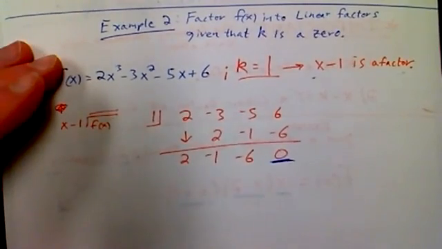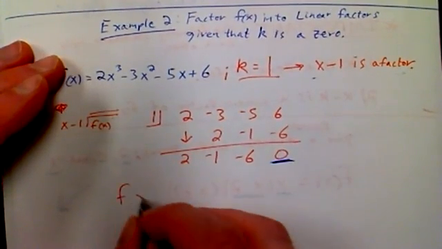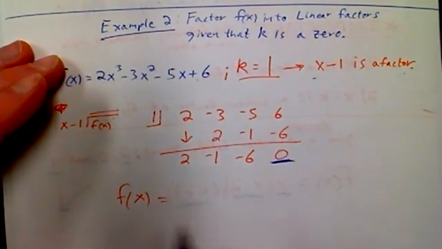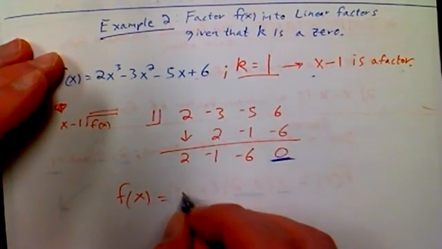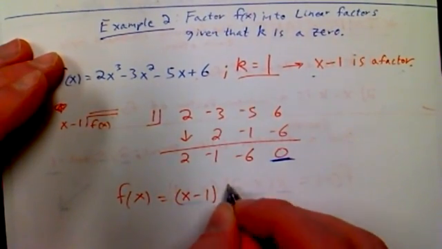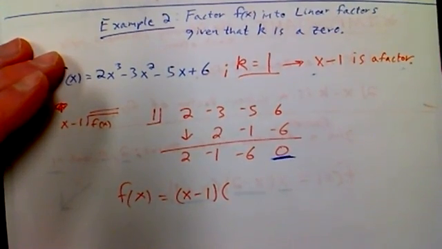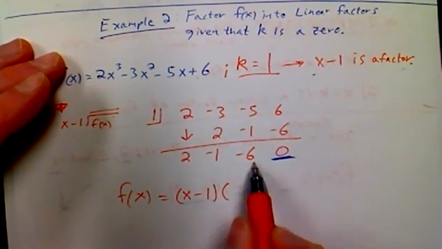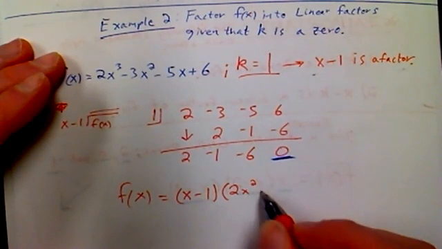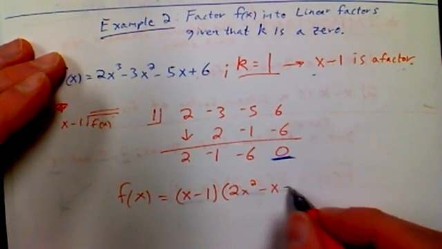So now I can write f of x in this form. f of x is equal to x minus 1. We can have that factored out. But then the question is, if we factor that out, what are we left with? Well, here's the leftovers right here. 2x squared minus x minus 6.